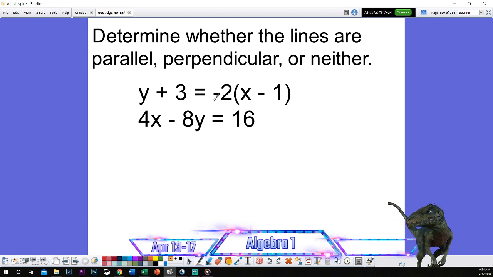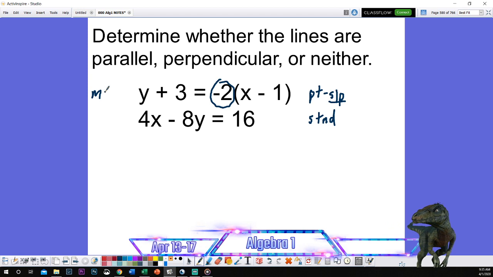Alright, so let's try this one. This first one is in point slope. This one is in standard form. What's the slope of the first one? Well, this has the word slope in it, so I look right after the equal sign, and that gives me my slope is negative 2.